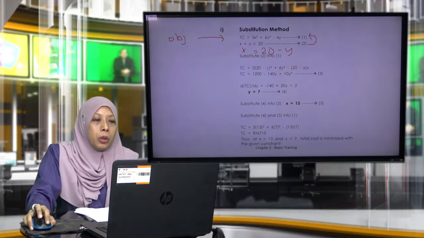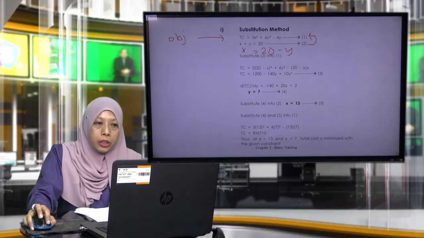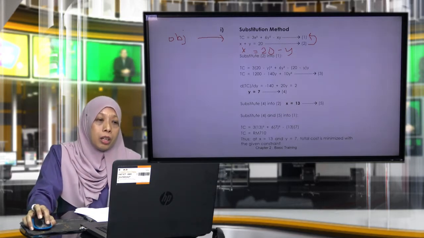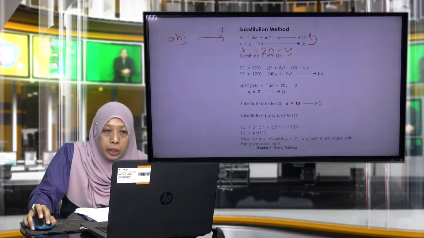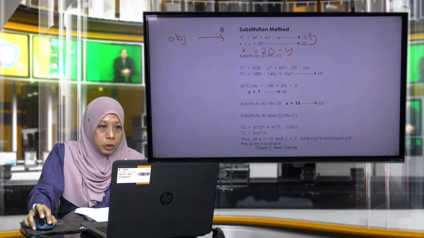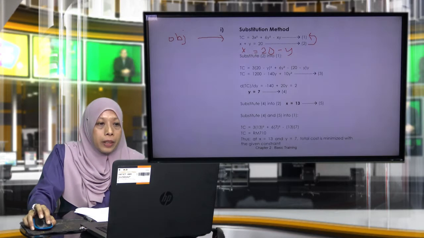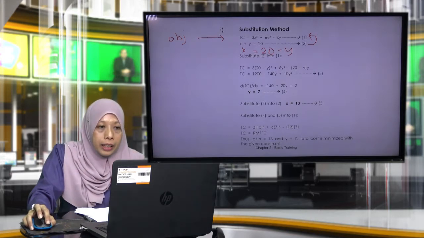So once you rewrite your constraint function, you can substitute into the objective function. Whenever you have x, you have to substitute it with 20 minus y. So you have TC equals 3x squared, but remember x is equal to 20 minus y, so you substitute that in, plus 6y squared, minus x. Every time we have x, you substitute it with 20 minus y, and then simply write y.